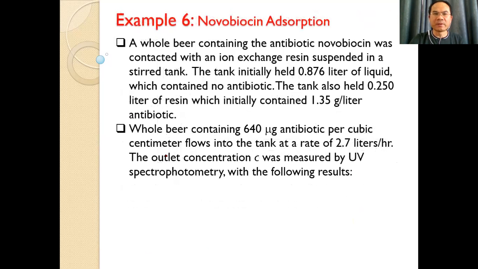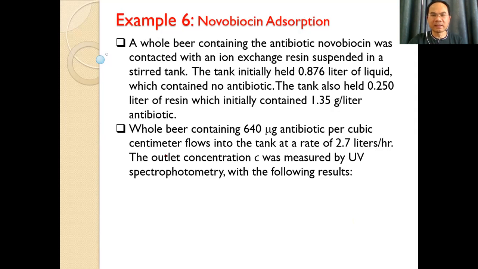For this example, a hop beer containing the antibiotic novobiocin is contacted with an ion exchange resin in a stirred tank. For this case, we use a continuous stirred tank. The resin is an ion exchange resin to absorb the antibiotic from the beer.